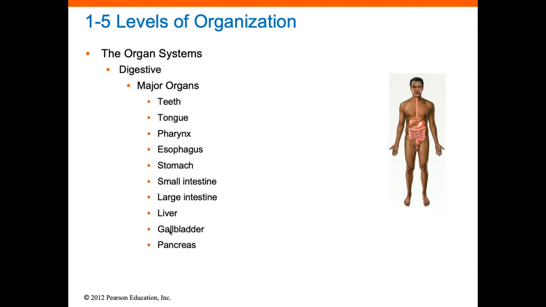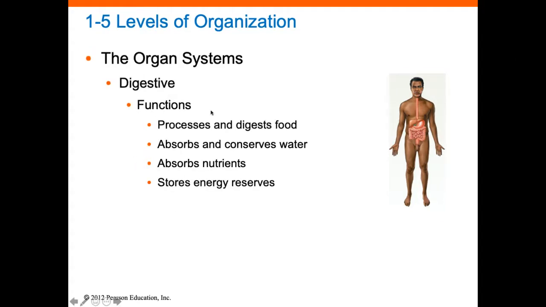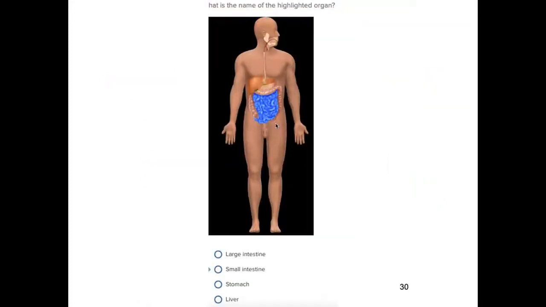So digestion does take place in the brain because your eyes can see food, your nose can smell it. These are all cranial nerves that send information into the brain. So the digestive system is going to process and digest the food. It's going to absorb and conserve water as well as nutrients, and it's going to store energy.